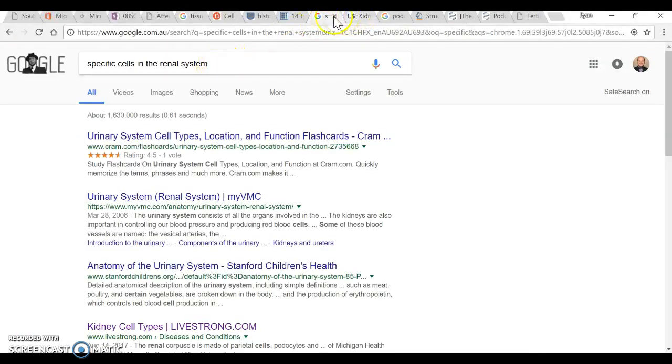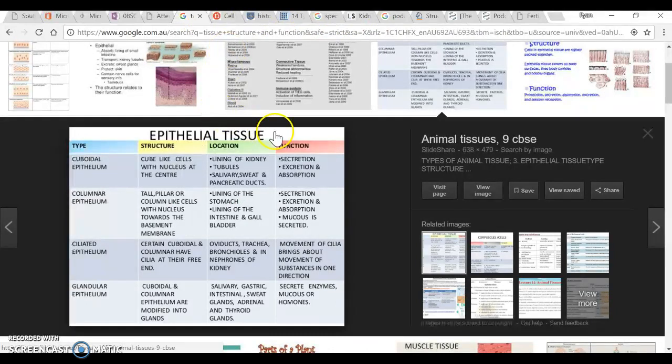Other things I could do, so once I've done that, I then start looking at where in the digestive system do I have columnar epithelium?